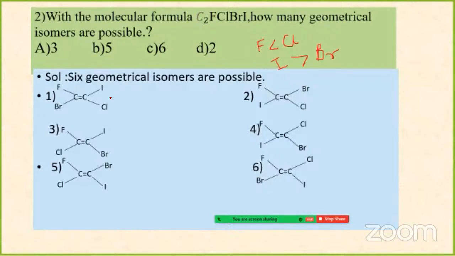Fluorine is getting the top priority 1, and chlorine is getting the top priority 1. Fluorine is getting 2. So among iodine and bromine, iodine is getting the top priority 1, bromine you are getting 2. Okay, so the 2 least groups are present towards one side, that means cis. And the 2 top groups are present on the other side, same side. So it is a cis isomer.